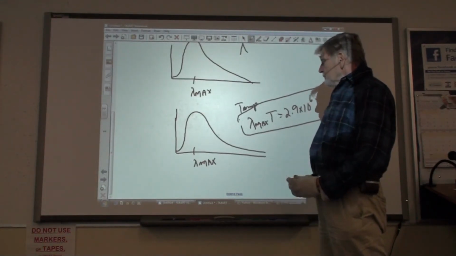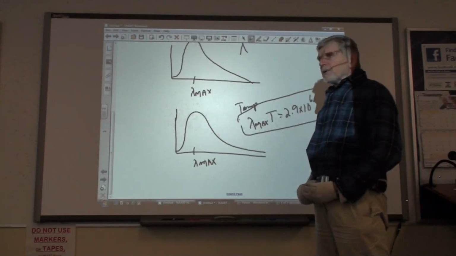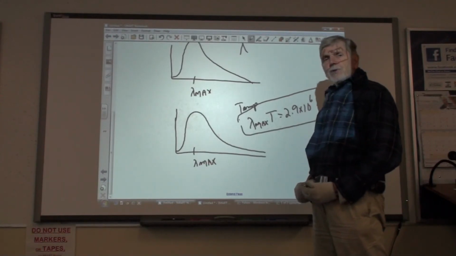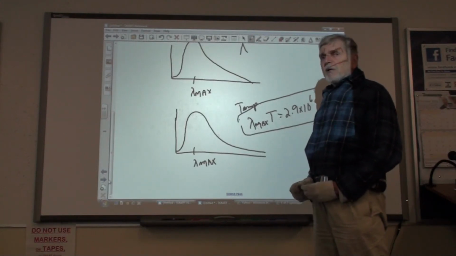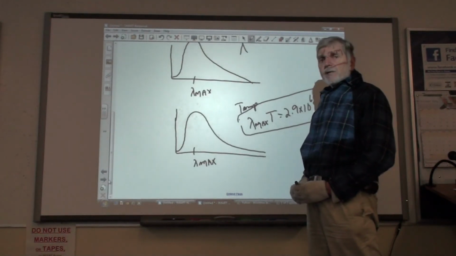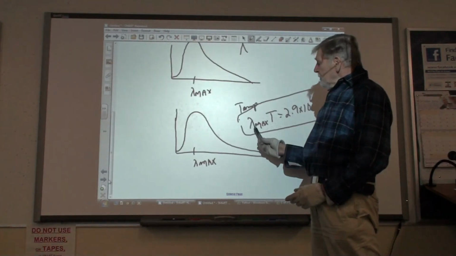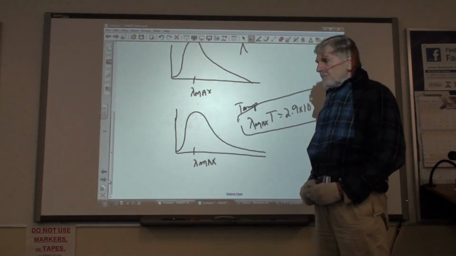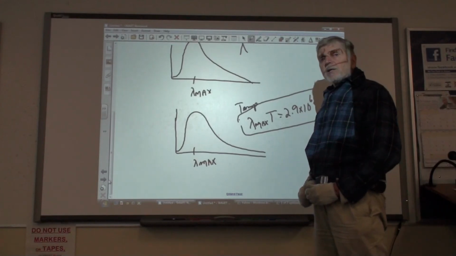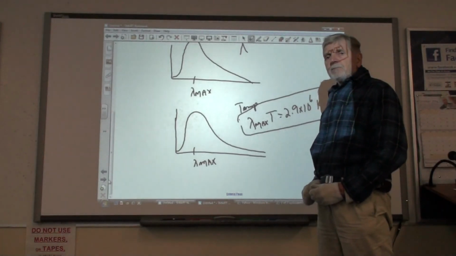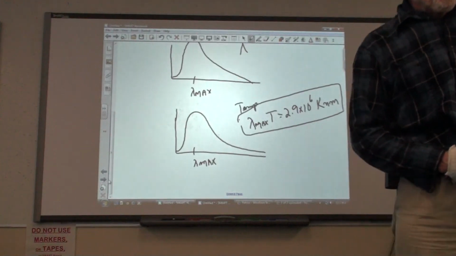Now we can use this relationship to very easily measure the surface temperature of our sun. Our sun emits most of its energy in the yellow wavelength, as we can tell just by looking at it. So if we put in the wavelength for yellow light, we find that the surface temperature of our sun is about 3,000 degrees Kelvin.